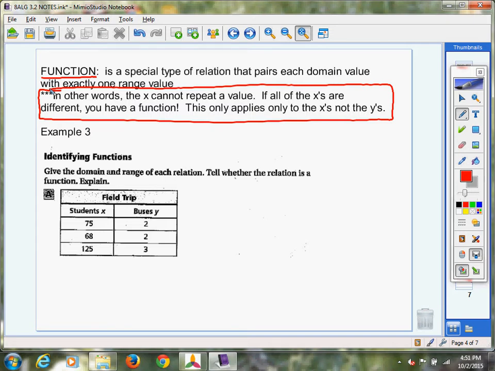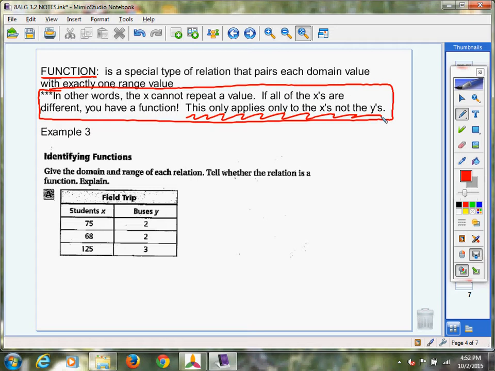Okay? And I did want to make sure I underline this very strongly. It doesn't matter. The y's can repeat all day long. Who cares? You could have the same y all day long. The y can repeat. The x's cannot. Okay? So I need to make sure that you understand this. The x's cannot repeat. The y's, they can.